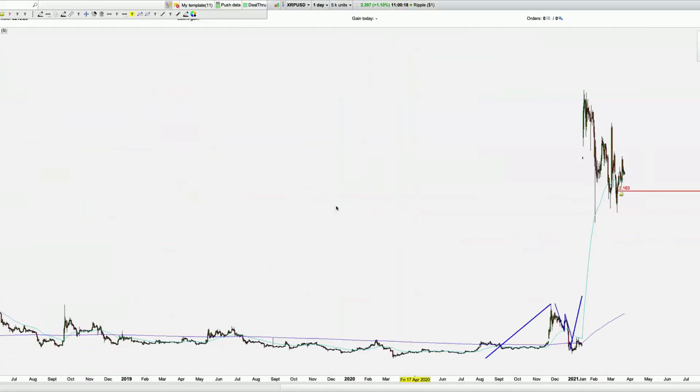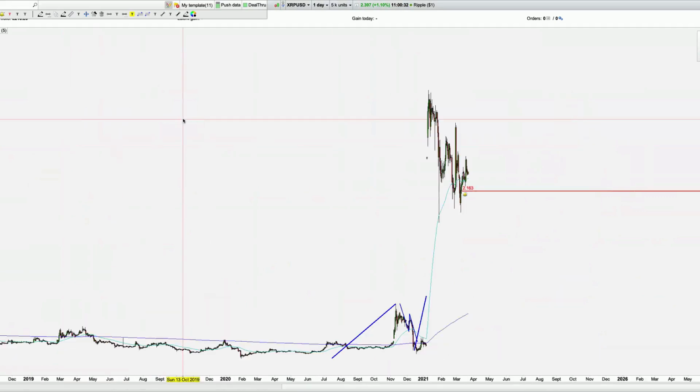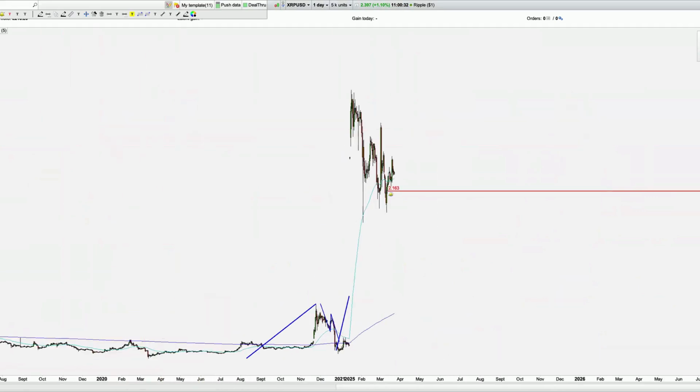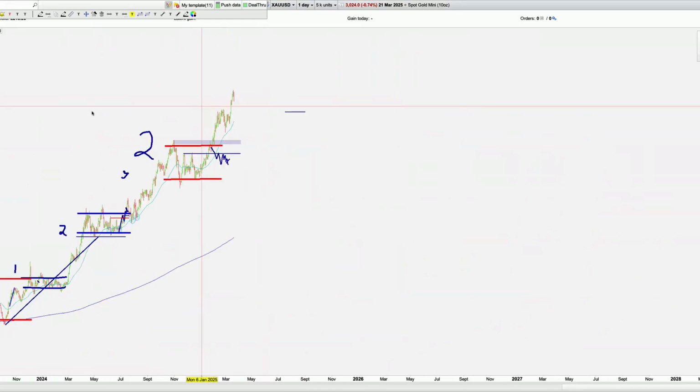Look at Ripple, absolute monster, right at the previous monthly highs. I wish Stellar could be the same, sad for it, but it's not there yet at all. So gold being slightly corrective looking, difficult chart.